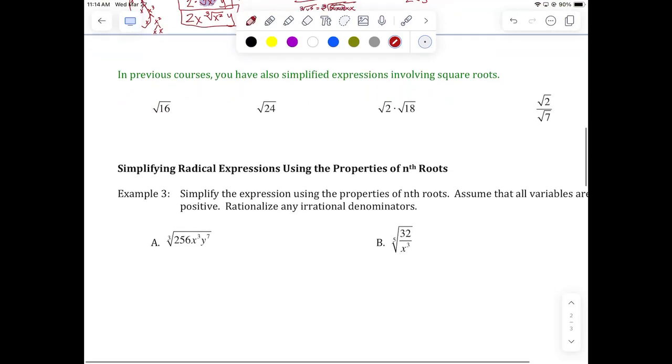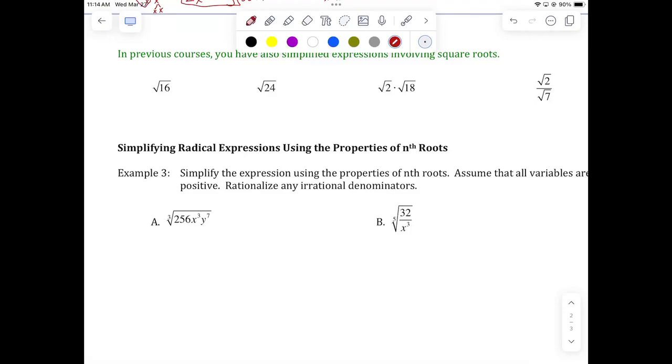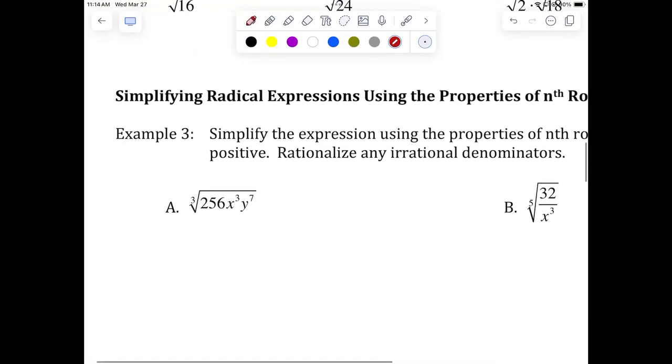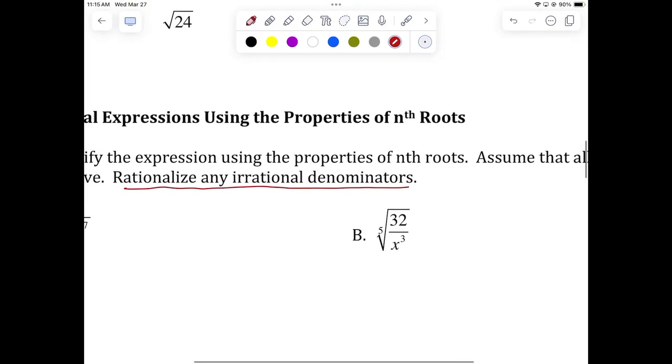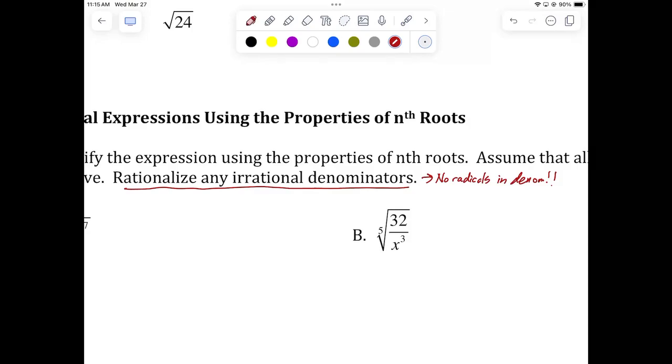And then simplifying radicals. This is where we make the factor tree. Rationalize any irrational denominators. What does that mean? That basically means no radicals in the denominator on our final answer.